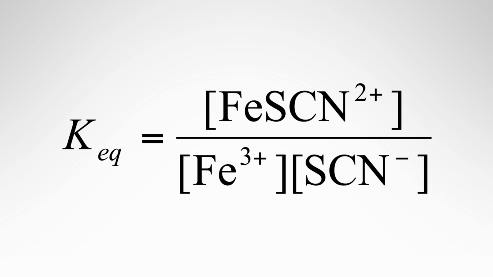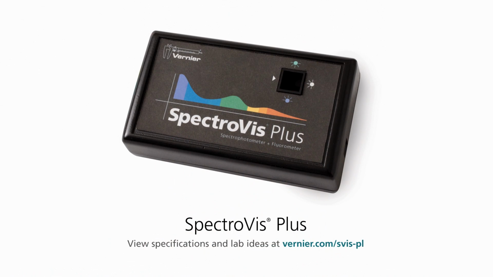To determine the KEQ value, we're going to have to figure out the concentrations of all of the species at equilibrium. To get those concentration values, we're going to be measuring the absorbance of each of the species using the Vernier SVIS-PL spectrophotometer. This experiment will take 3 parts.